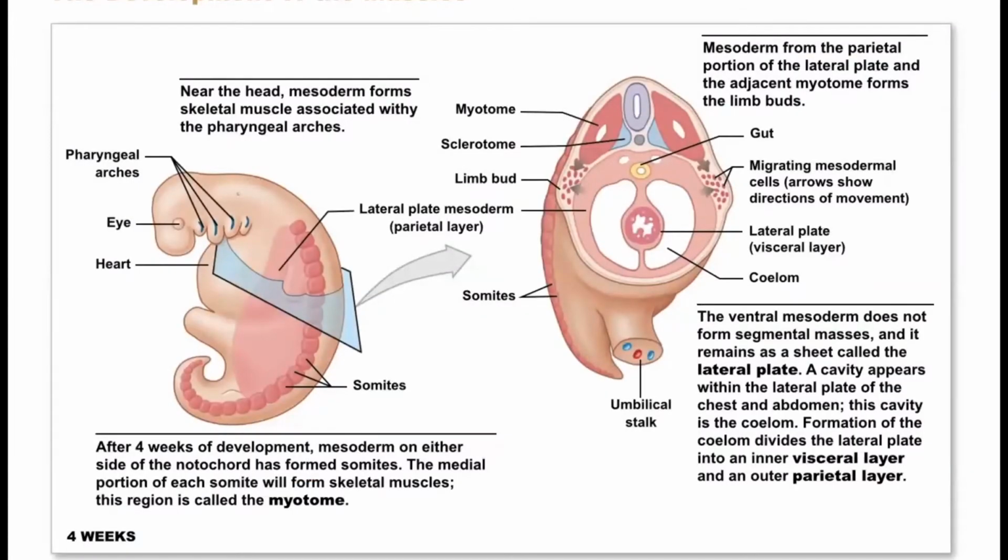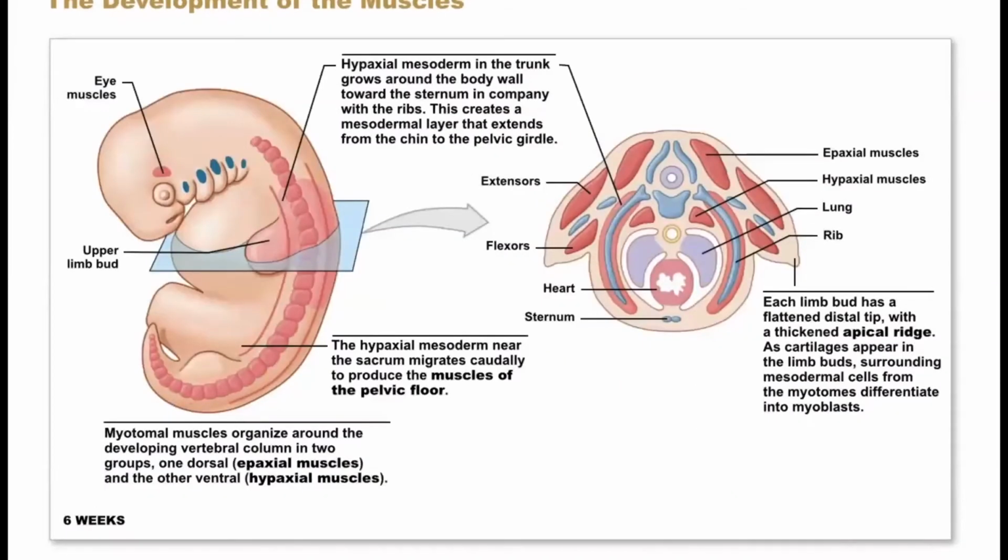Okay, here are the somites that are forming. This is where the lateral plate is going to form. That's where your muscles are going to start to develop. Okay, you can see the different muscles form on the sides in the anterior sections and posterior sections. You're going to start to form extensor muscles and flexor muscles.